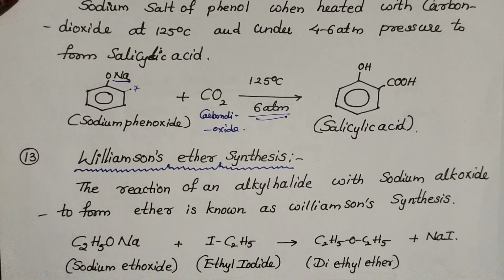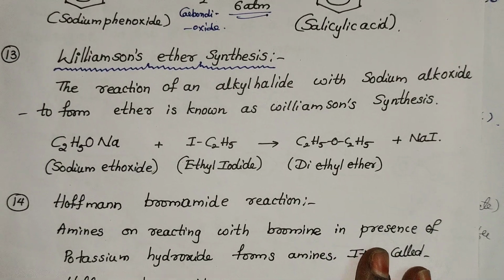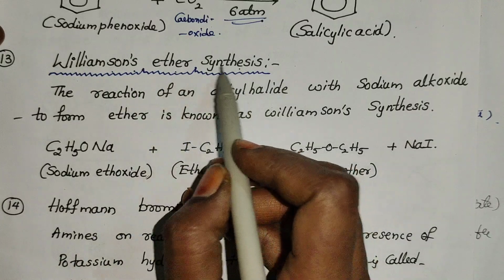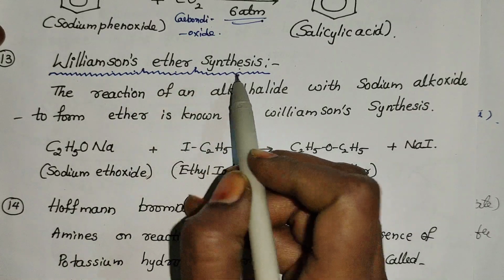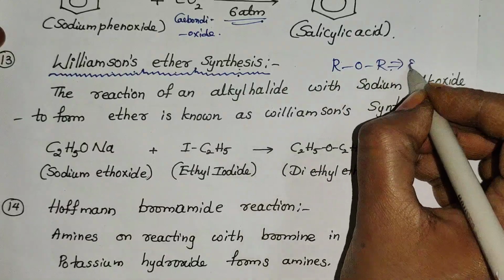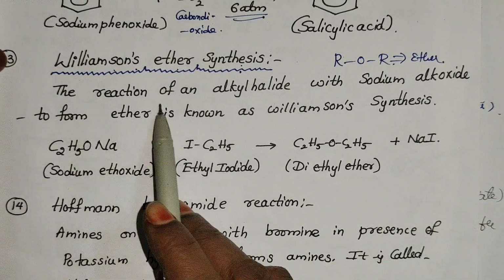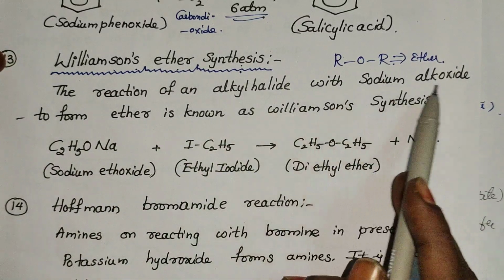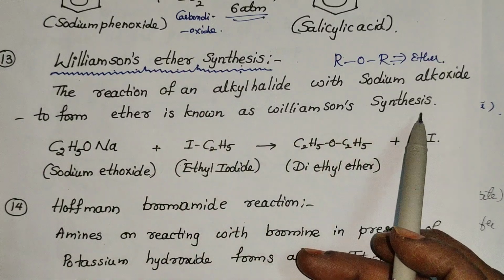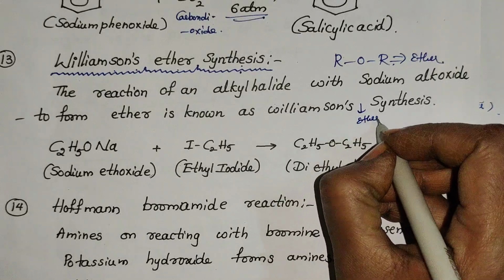So listen carefully. Next, Williamson's ether synthesis. Williamson is the scientist's name, and ether synthesis means ether preparation. Ether formula is ROR, right? So this is known as ether, and we have to prepare the ether. The reaction of an alkyl halide with sodium alkoxide to form ether is known as Williamson synthesis or Williamson ether synthesis.